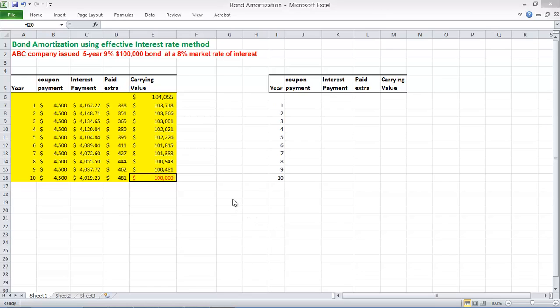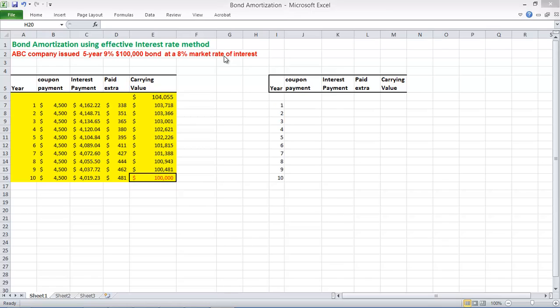Ladies and gentlemen, welcome to this tutorial on bond amortization using the effective interest rate method. So here we have an example. ABC company issued a 5-year 9% $100,000 bond at an 8% market rate of interest.